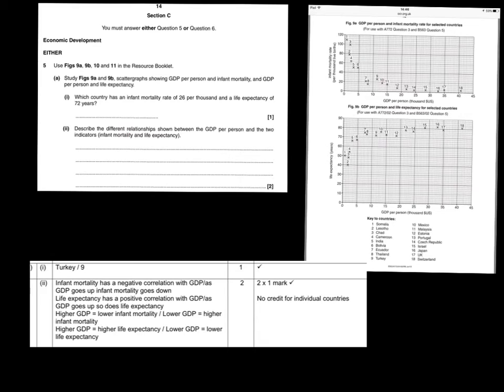Describe different relationships shown between the GDP per person and 2 indicators. Now, it's really important you're doing GDP in the 2 indicators, not the 2 indicators themselves. And basically what we see is that infant mortality declines as GDP goes up, so it's a negative correlation, whereas life expectancy goes up as GDP goes up. It's a positive correlation. Again, you don't need to use those terms, but you can see down here you have to be explicit and at the bottom of the links are.